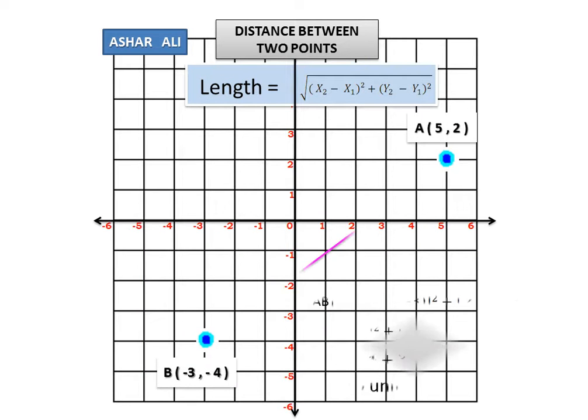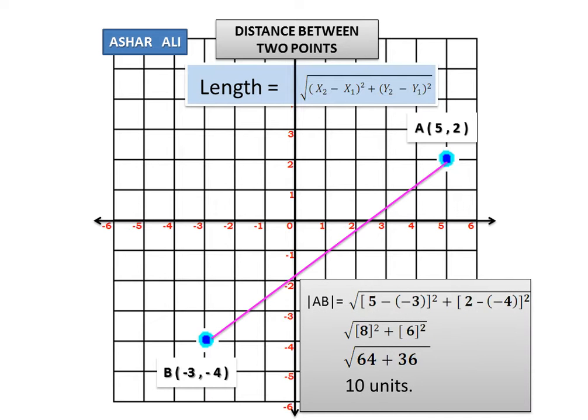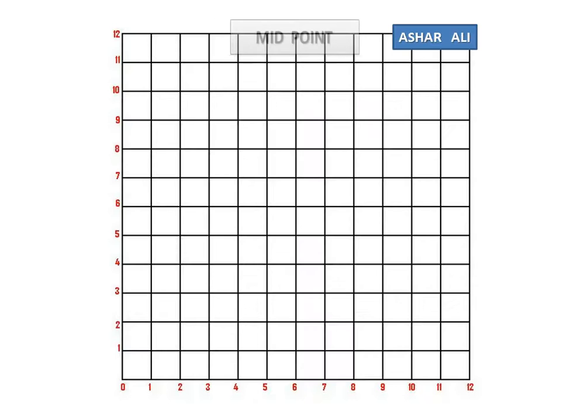The distance between 2 points. The formula for the length is the square root of (x2 minus x1) whole squared plus (y2 minus y1) whole squared. It does not make any difference which point is considered as x1 and y1 or x2 and y2. The overall answer would remain the same.